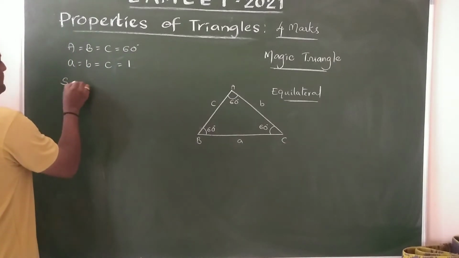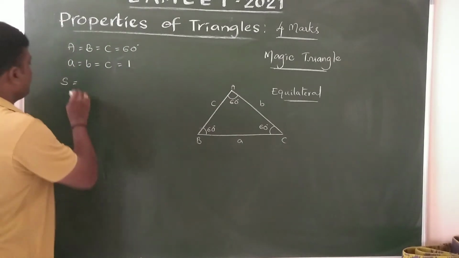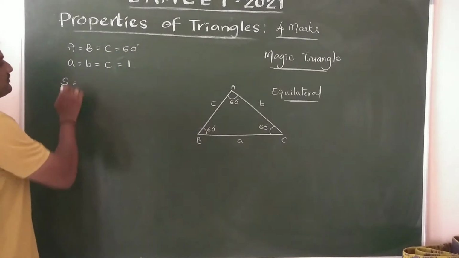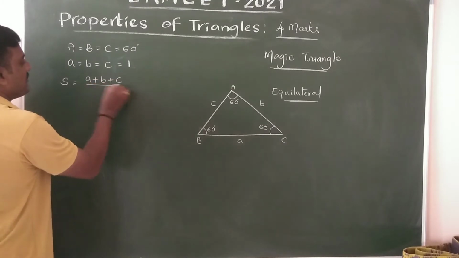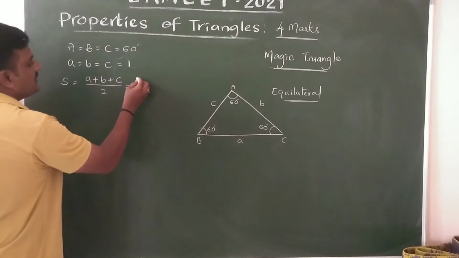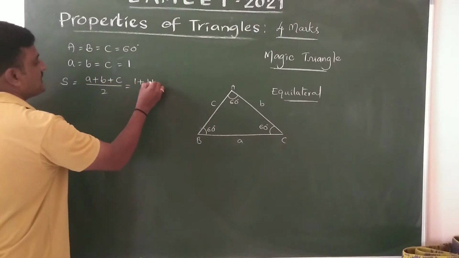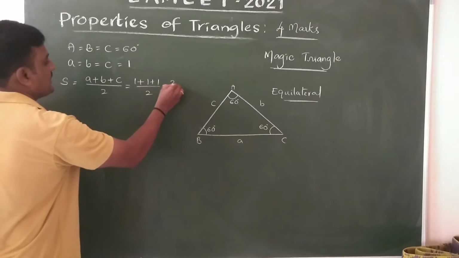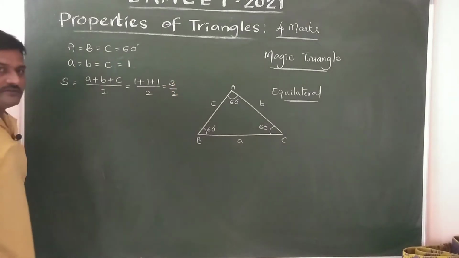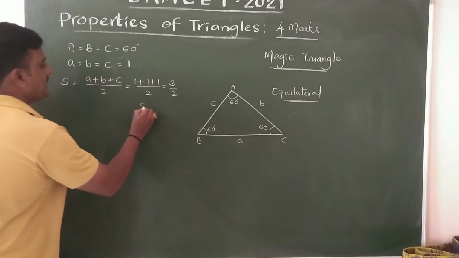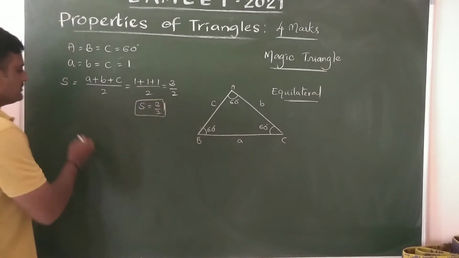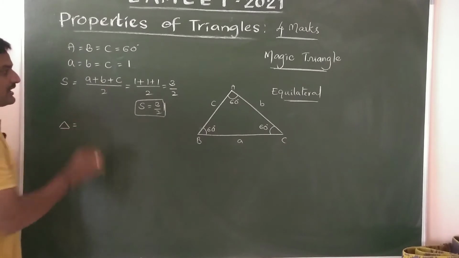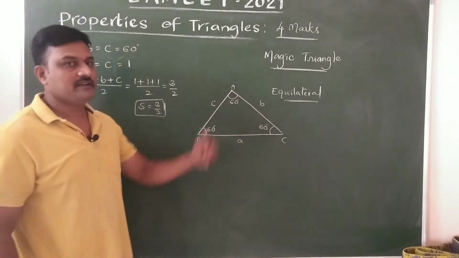Now s equals the semi perimeter. Let s equal a plus b plus c by 2. Then here 1 plus 1 plus 1 by 2. Clearly s equals 3 by 2. Remember, s equals 3 by 2. Now delta, the area of the equilateral triangle.